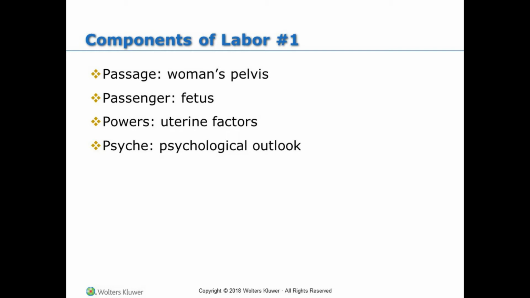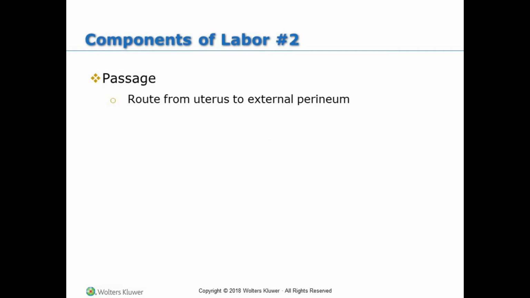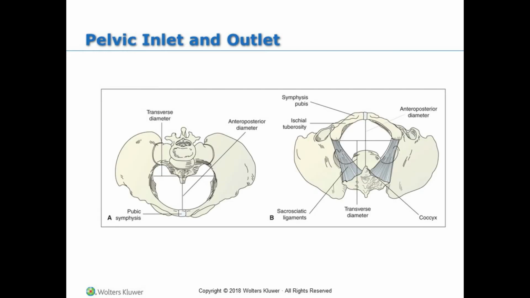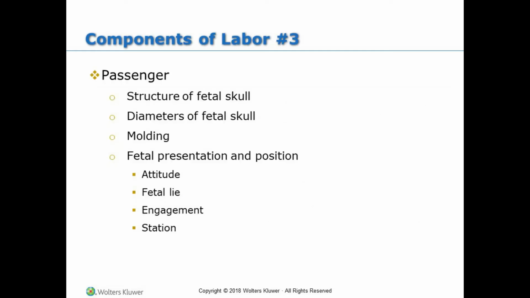Components of labor: passage, the woman's pelvis. Passenger, the fetus. Powers, uterine factors. Psyche, psychological outlook. Passage: the route from uterus to external perineum, including the pelvic inlet and outlet. Components of labor: passenger. Structure of the fetal skull.